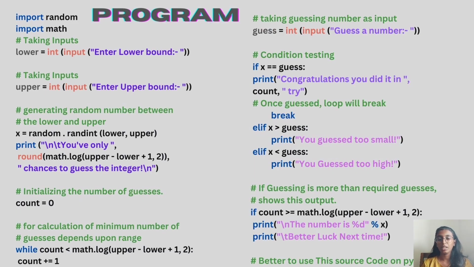Program of guess the number. Import random, import math. Taking inputs lower bound and upper bound. The lower bound should be lower than the upper bound. Next statement, that is log of upper minus lower plus 1, comma 2. We use a while condition here. Count number is math.log of upper minus lower plus 1, comma 2. Then count plus 1 is equal to 1. Guesses. Guess the number is an input statement. If x is equal to guess, then print congratulations, you did it.